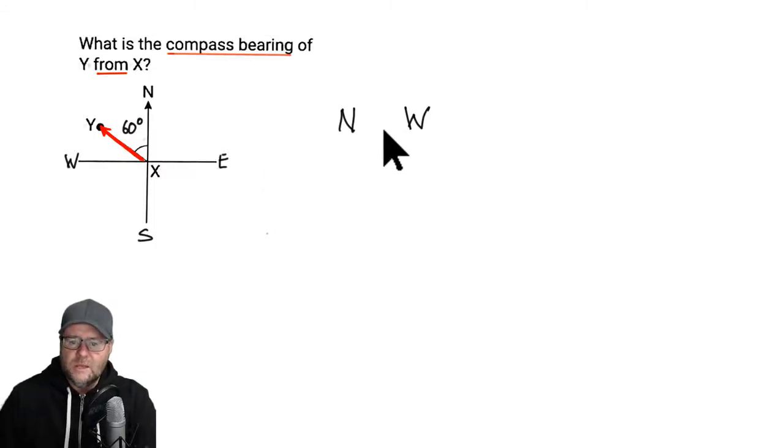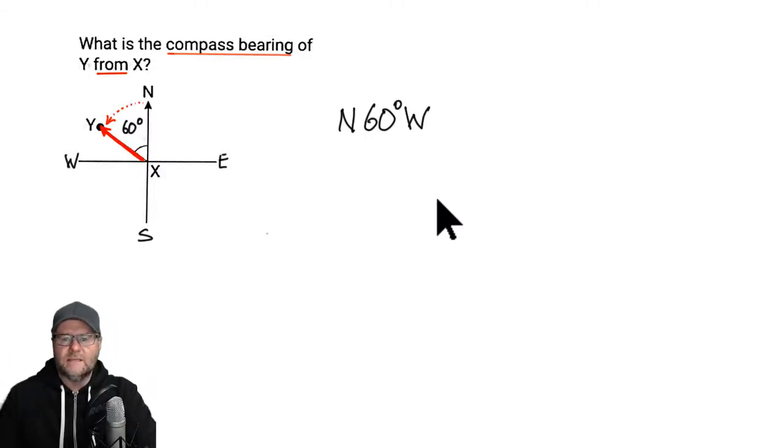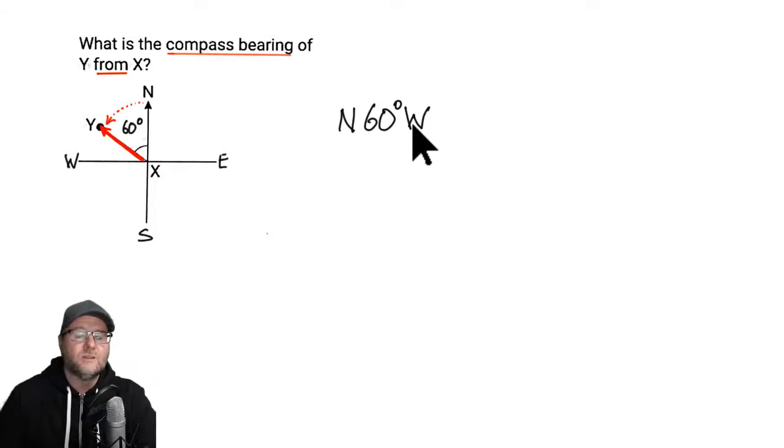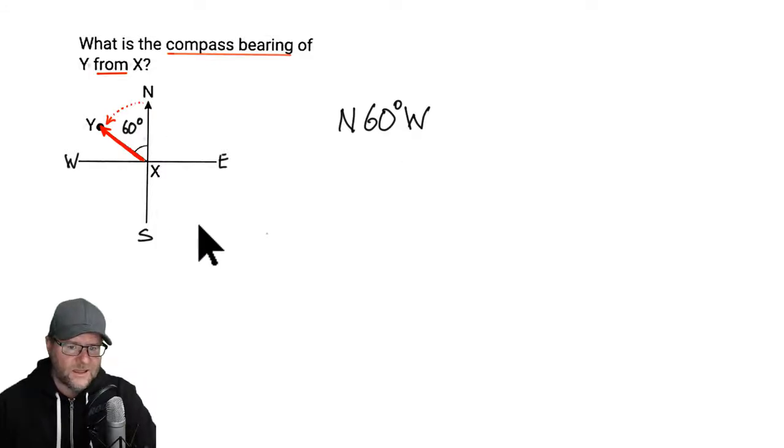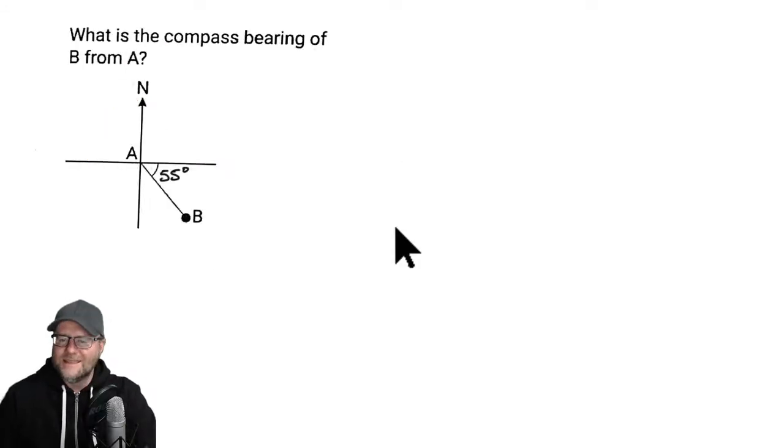Now, the bit in the middle is a number, it's a degrees, and it is how far, if I start at north, how many degrees do I move towards the west? In this case, I can see that it's 60 degrees. Boom, we're done. There's our compass bearing. North, 60 degrees west. We started at north, we moved 60 degrees towards the west, and that is our compass bearing. Here's another one, another compass bearing.